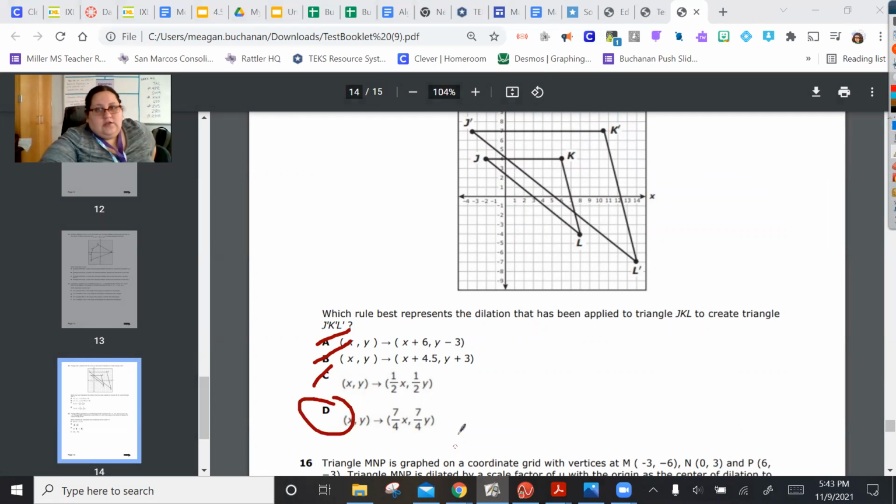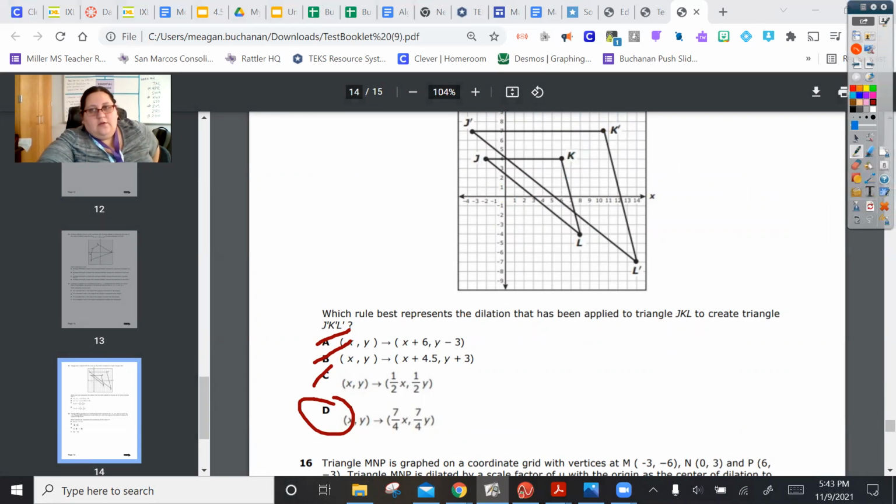So use those context clues. My transformation has got a little mark on it. This is smaller, so this got bigger, so you have to multiply by a number bigger than 1. Okay, 2 more.